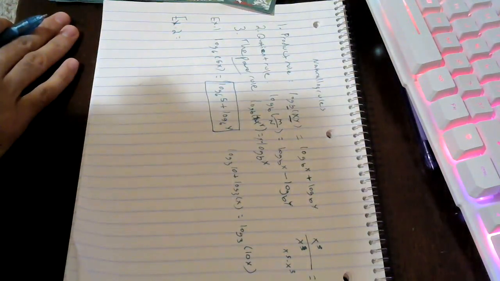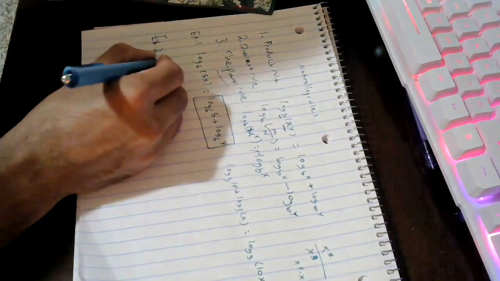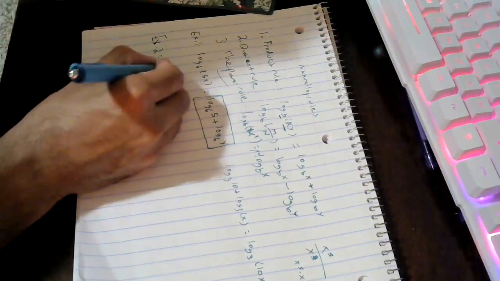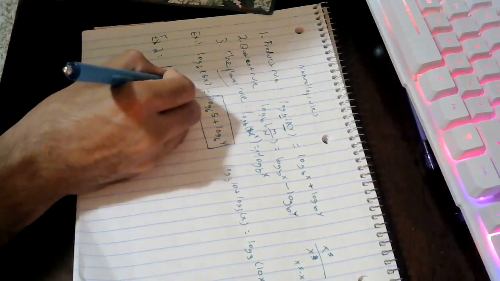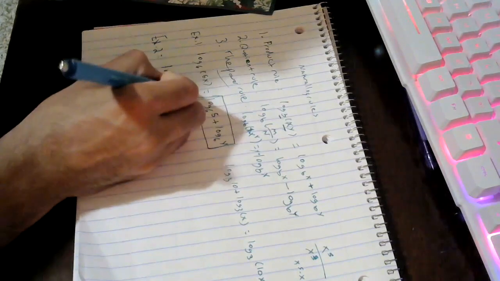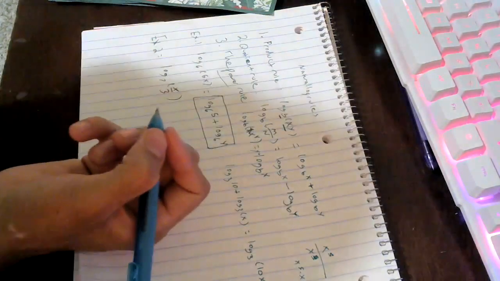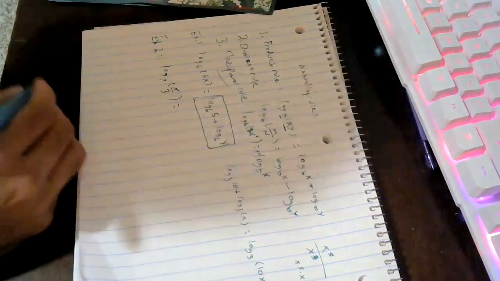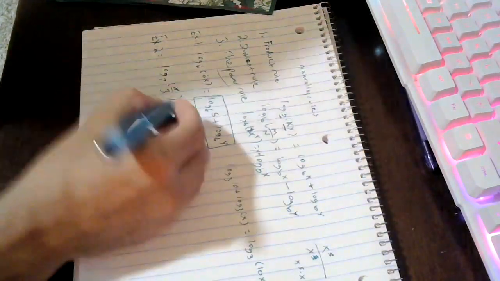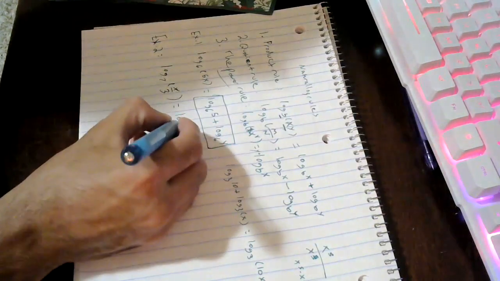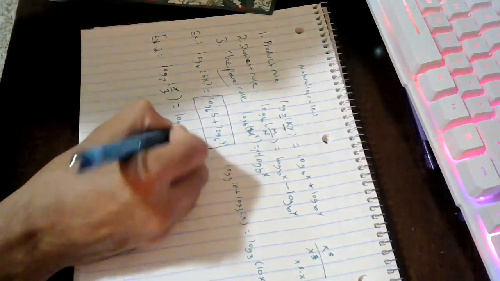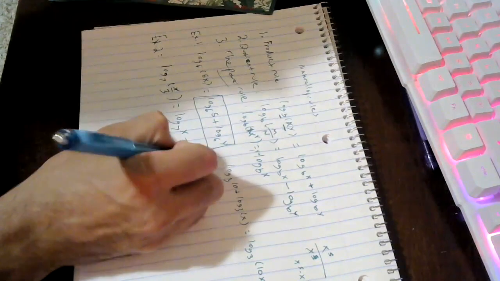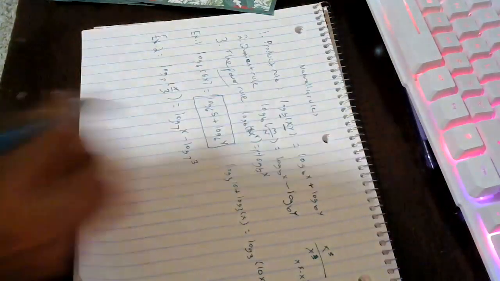So now let's do another example. Let's say I have log 7 of x divided by 3. If I wanted to rewrite that, all I would do is say log 7 of x minus log 7 of 3. And we're good.